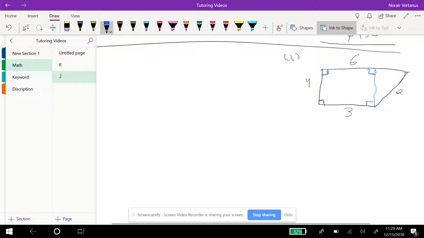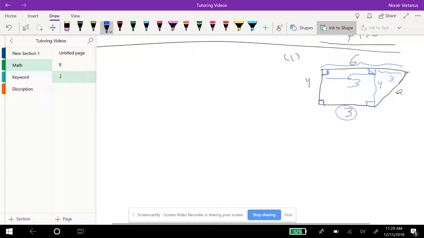So if that's 90, it's a rectangle. If that's 4, this is 4. If this is 3, this part is 3, right? Now, that's 3, but I know this whole thing is 6. Therefore, this little one is 3, okay?